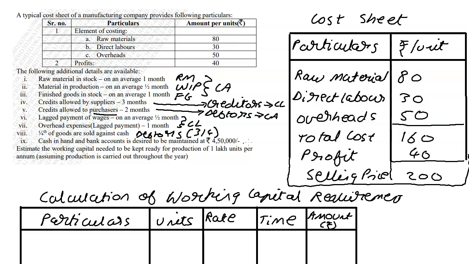Downstairs, cash to be maintained, there's no margin of safety in this question. So this is straight away current asset. So now we know what our current assets are, we know what our current liabilities are. Annual production is given to us right here. Everything is given to us in months. So our time is going to be 12 because there are 12 months in a year.